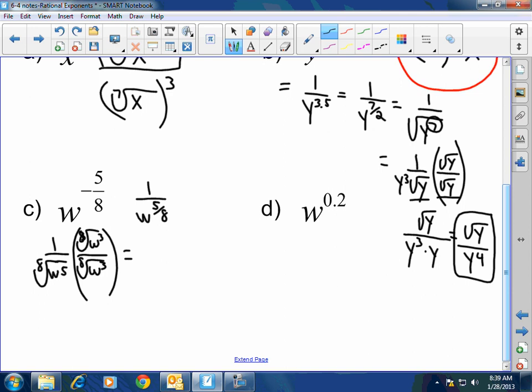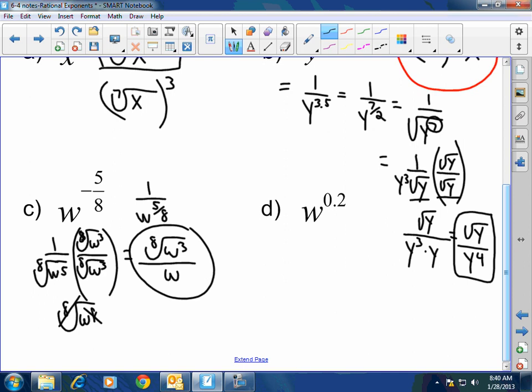The 8th root of w cubed. What is that going to give me now? It's going to give me the 8th root of w cubed in the numerator over the 8th root of w to the 5th times the 8th root of w to the 3rd, which is the 8th root of w to the 8th. So remember, those cancel. So I'm left with w. I just rationalized. Perfect. Done.